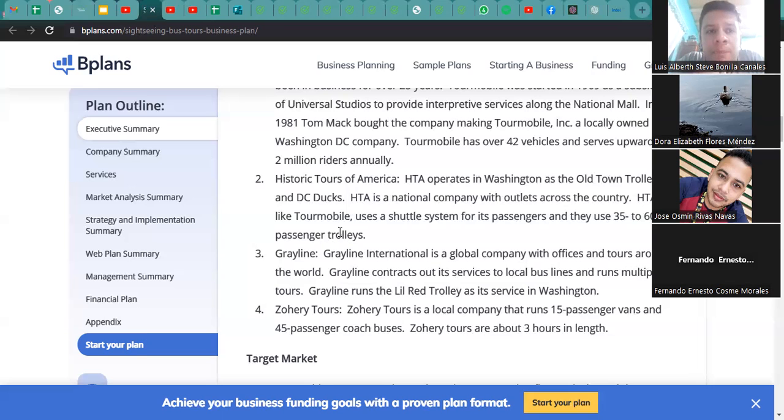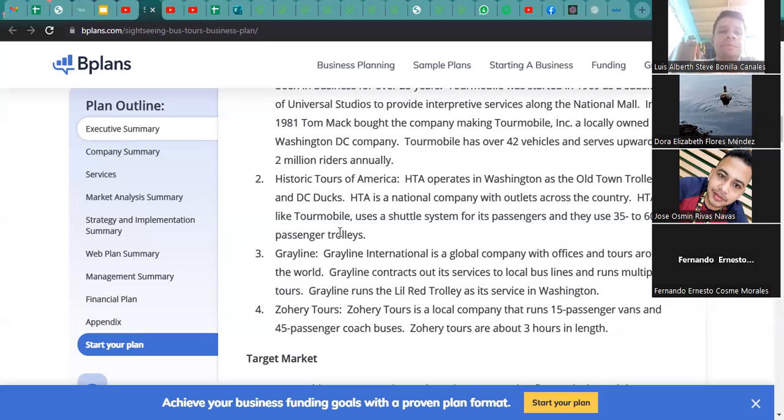Greenline runs Lil Red Trolley, which has its service in Washington. Four. Zohiri Church is a local company that runs 16 passenger vans and 45 passenger coach buses. Tours are about 2 hours in length. Okay, what did you get?